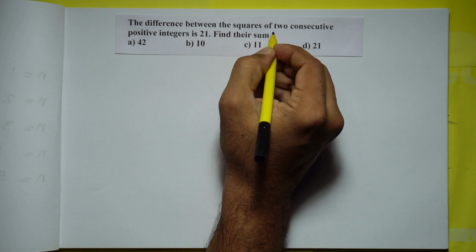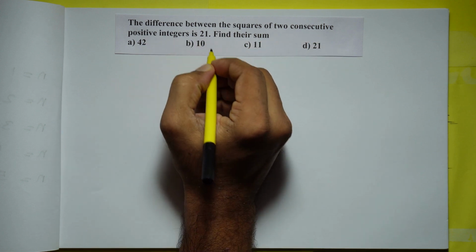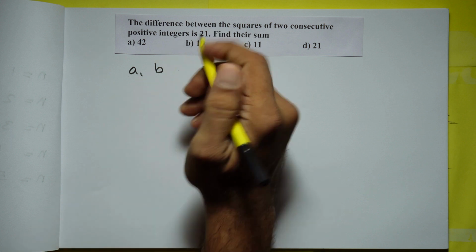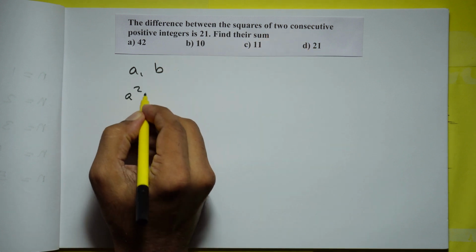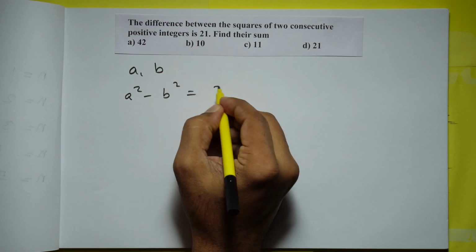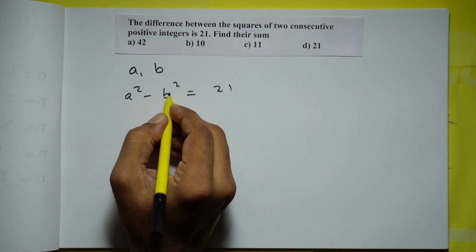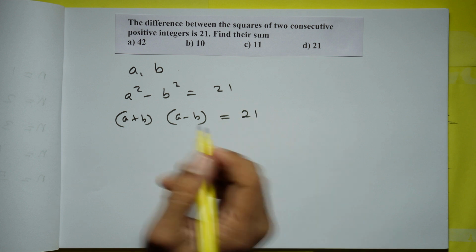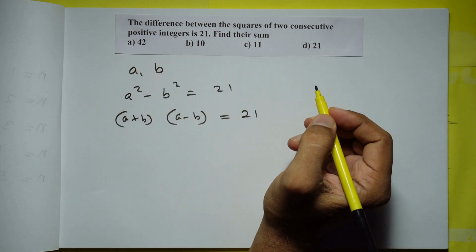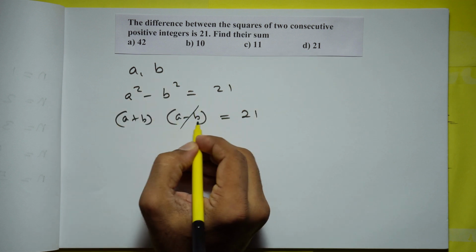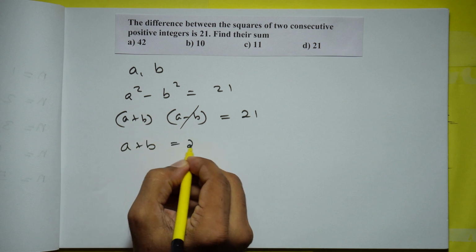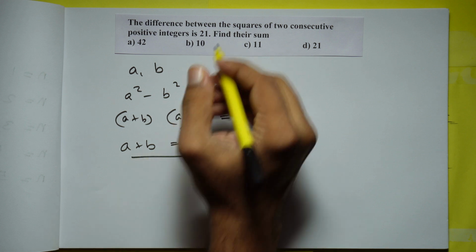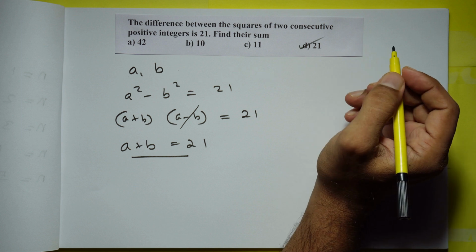The difference between the squares of two consecutive positive integers is 21. Find their sum. So assume that the two numbers are A and B. What is said is that the difference between the squares, that is A square minus B square, is equal to 21. Now A square minus B square is (A plus B) into (A minus B), and that is equal to 21. Now A and B are consecutive positive integers, so their difference A minus B is equal to 1. So basically what you get is A plus B is equal to 21. That is (A plus B) into 1, that is 21. So A plus B is the sum of the two numbers, that is 21. Find their sum, it has to be 21, option D.